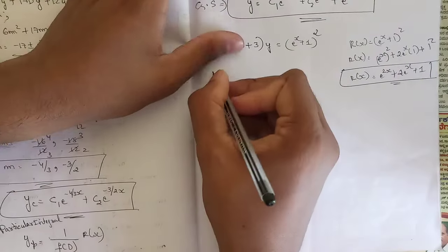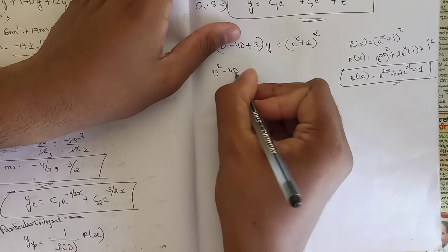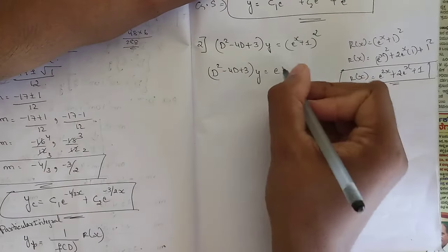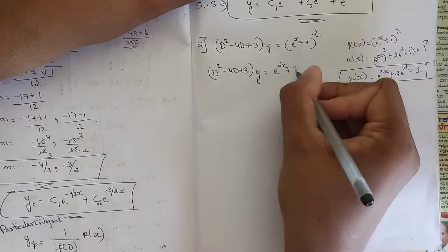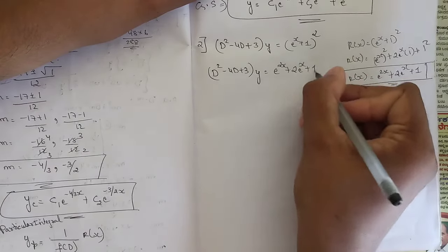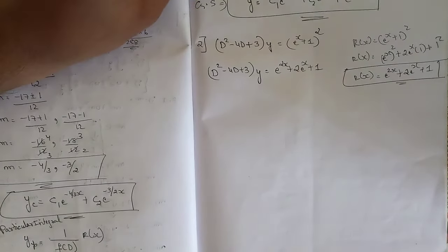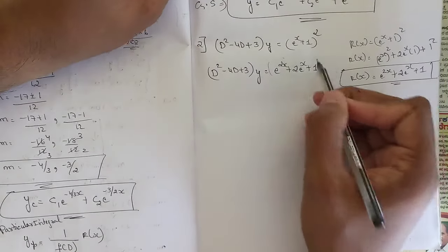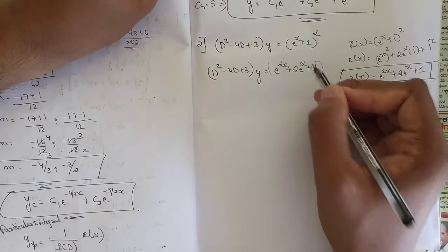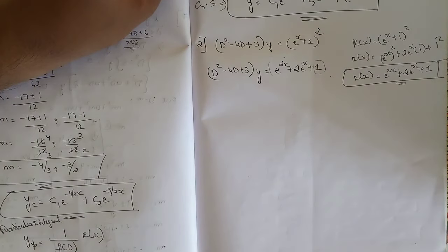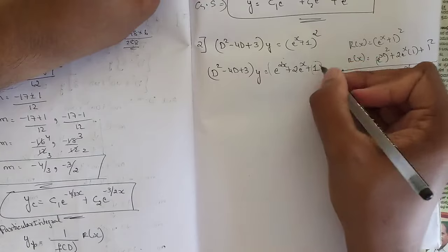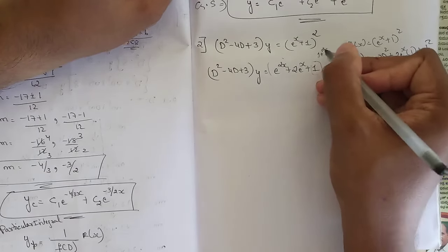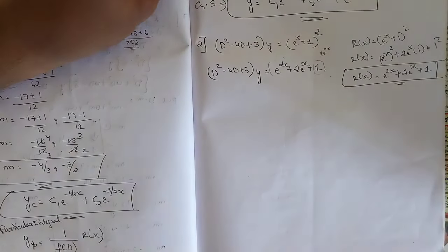So now we are going to write it again: (D² − 4D + 3)y = e^(2x) + 2eˣ + 1. Here we have three terms in place of r(x). See, the last term is a constant. In one of the notes we discussed that whenever we have a constant, it can be written as 1 into e^(0x), where the value of a is 0. Now we are going to apply that.